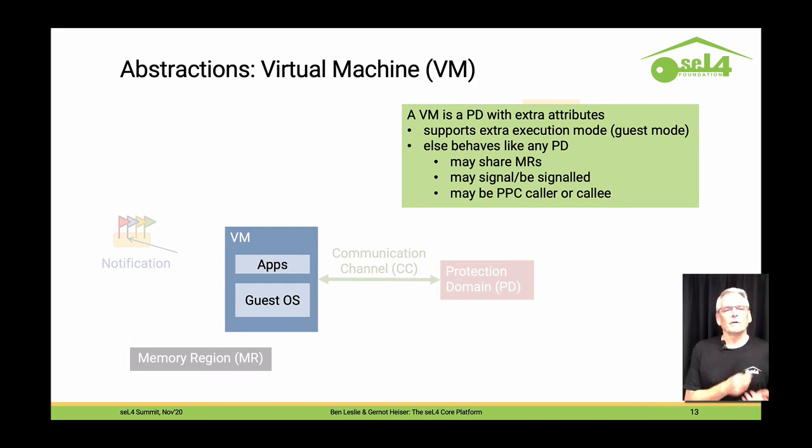a few other things that are required for virtual machine state. But beyond that, it just behaves like a normal protection domain, so it can share memory regions with other protection domains. It can signal, it can be signaled, so it communicates via a normal communication channel with the other protection domains, and it can even provide a protected procedure or call other protected procedures. And again, the priority rule applies here. And that's it. That's basically our seL4 core platform.